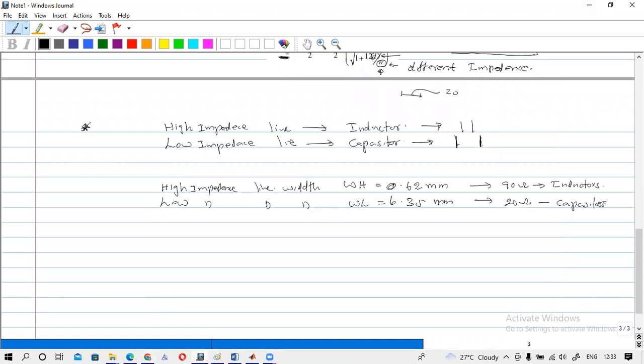Millimeter. And also you have to calculate the transmission line width. What is the impedance for the transmission line width?